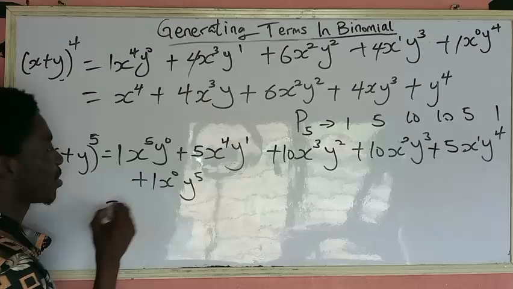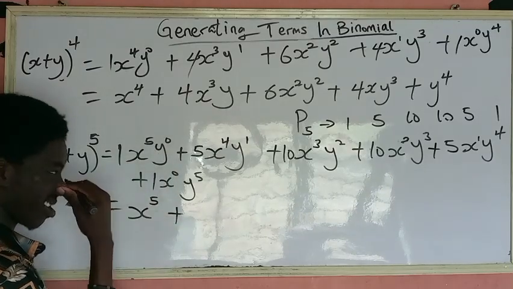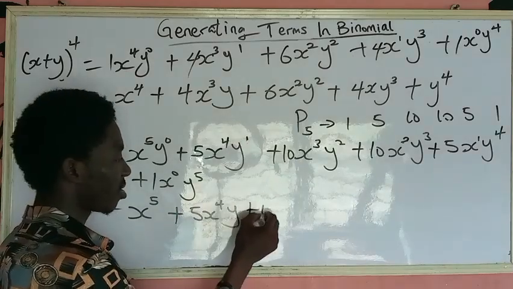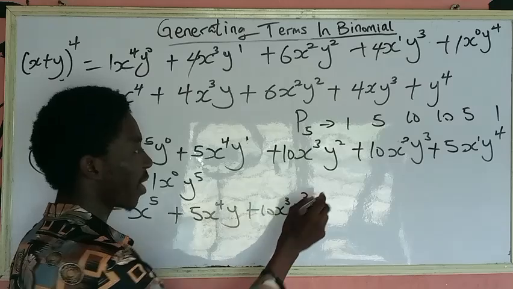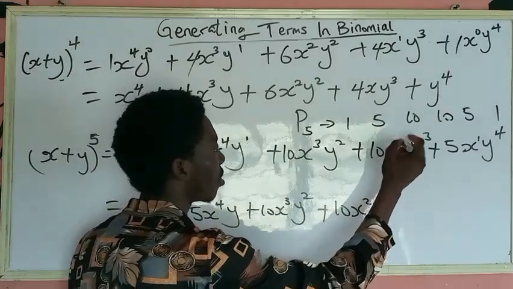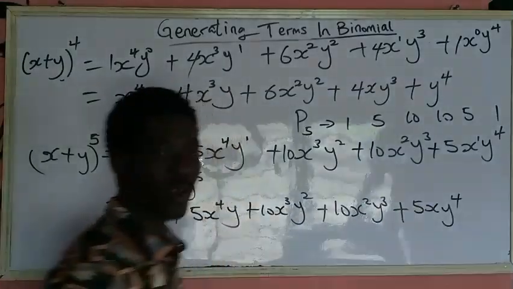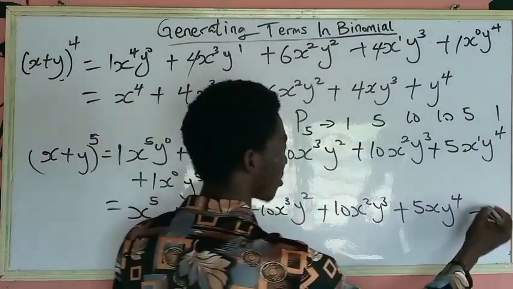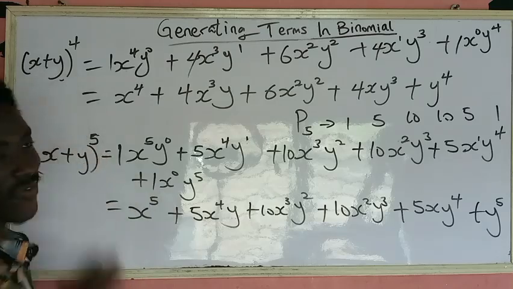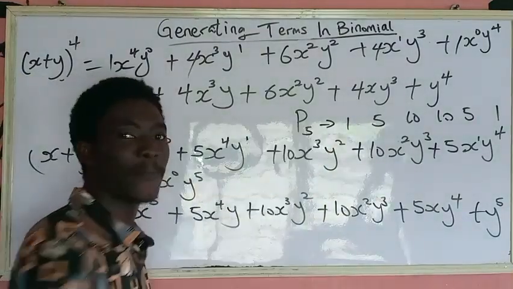You can see this is how it works. What is this? It's 1. You have x raised to power 5. Here you have 5x raised to power 4 y. You have 10x cubed y squared. You have 10x squared y cubed. You have 5x y raised to power 4. And the final one is y raised to power 5. You can see I can do the expansion of this without using the binomial theorem, just by knowing my Pascal triangle coefficients.